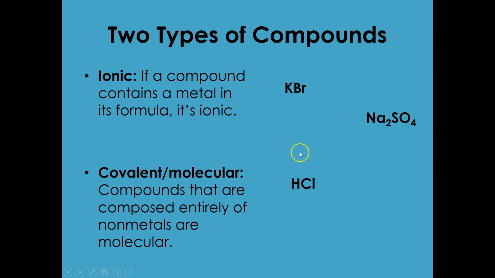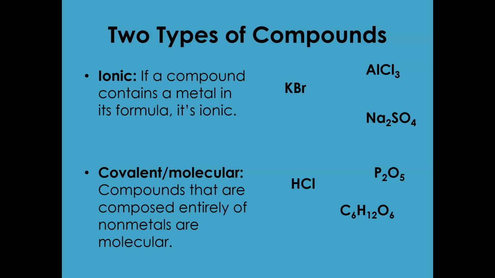Hydrogen chloride consists of hydrogen and chlorine. Both of them are nonmetals, therefore hydrogen chloride is a covalent compound. P2O5 contains phosphorus and oxygen. Both phosphorus and oxygen are nonmetals, so that's a covalent compound. AlCl3, aluminum chloride, contains aluminum in its formula, therefore it's ionic.